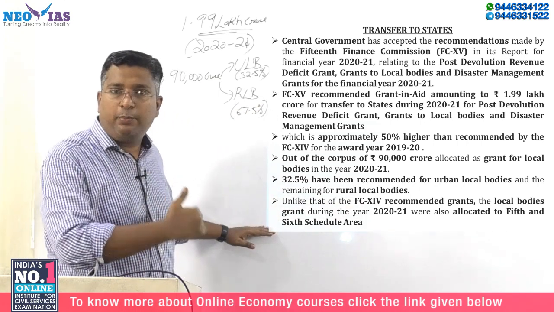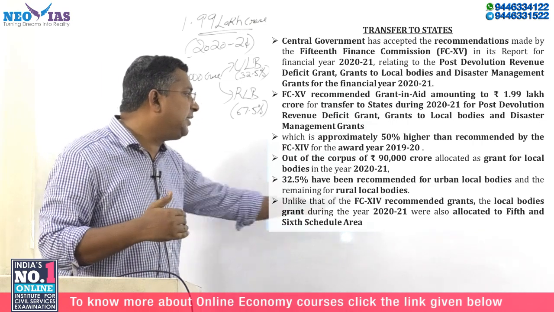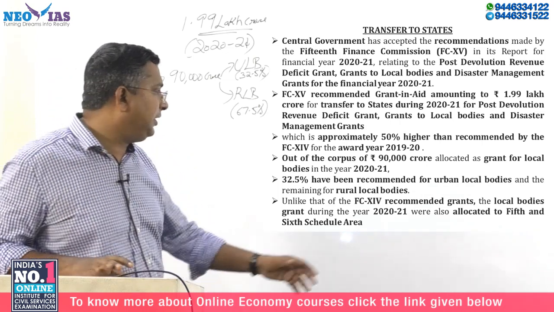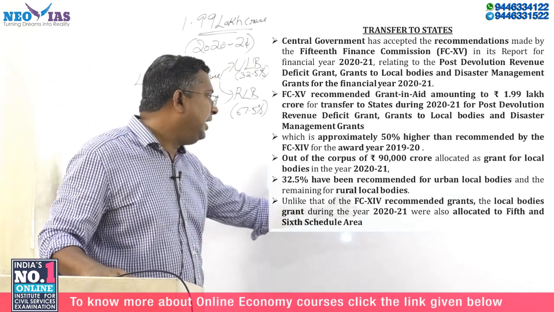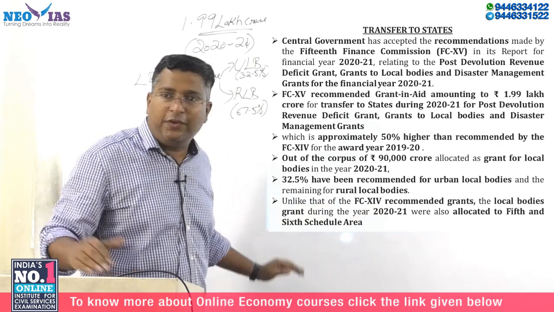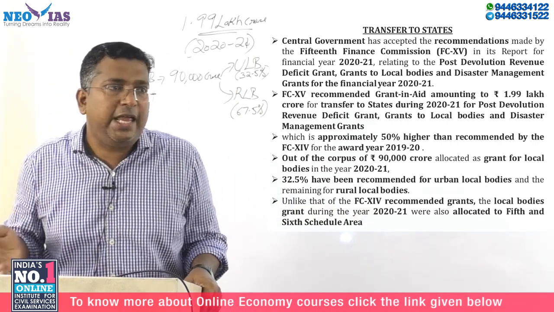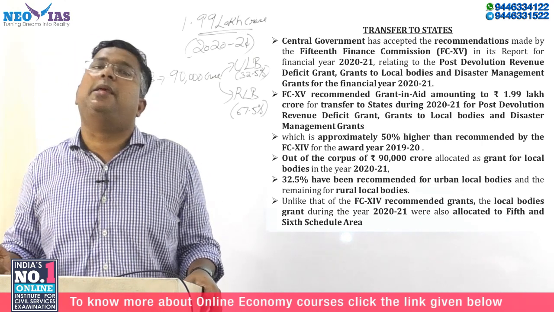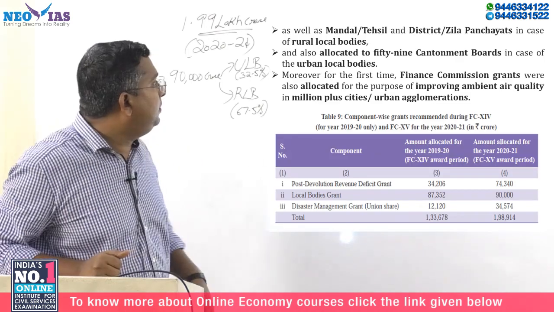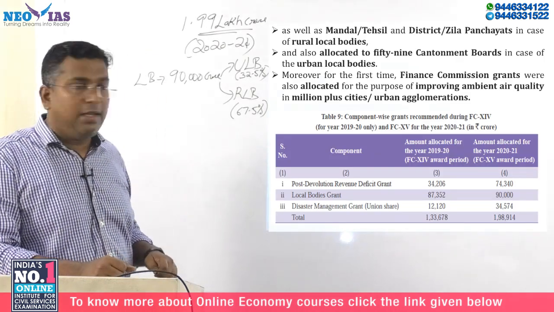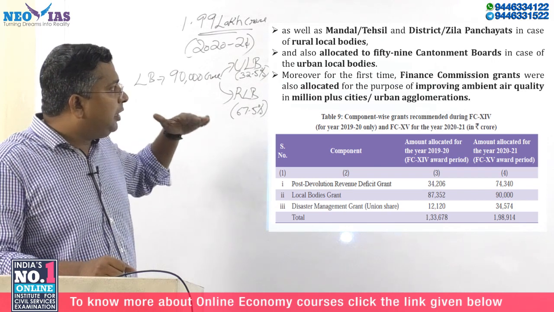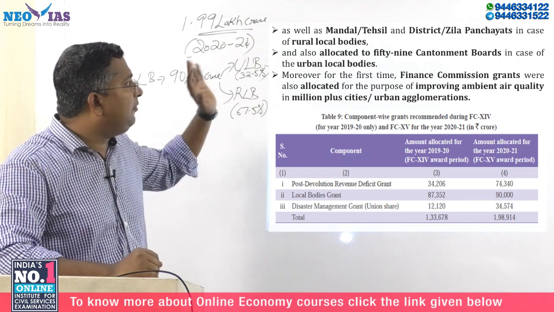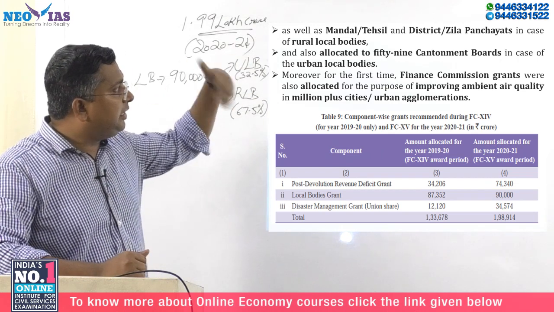See, all these are what you have studied under polity. For the 5th and 6th schedule, the 15th Finance Commission has allotted grants. Unlike the 14th, local bodies were allocated for the 5th and 6th schedule areas, that is, scheduled area and tribal area. Also, it has recommended transfer to the tiers of local government, the mandal level or tehsil level, the middle level, and also the district level.